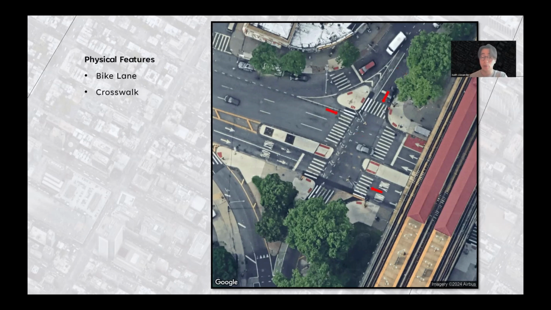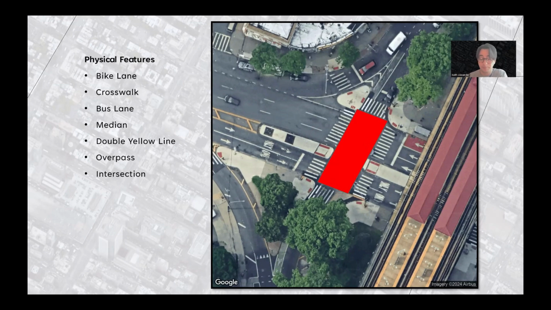We'll look also at crosswalks. We'll look at certain specialized features such as bus lanes, which you can see kind of peeking out from under this overpass in this image. We'll look at certain traffic flow interventions, specifically medians and double yellow lines that indicate two-way traffic. We'll look specifically at overpasses, which may introduce obstructions or certain kind of environmental complexities that may make it more difficult to see things or navigate intersections. And then finally, we'll look at the intersections themselves.